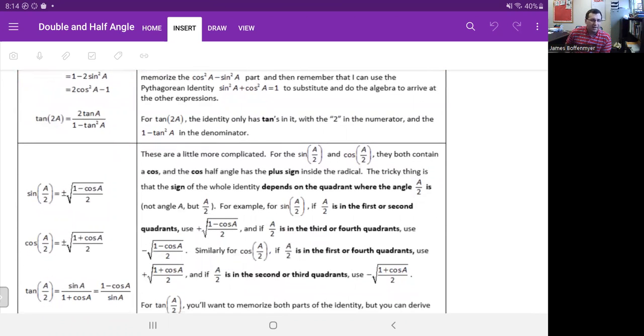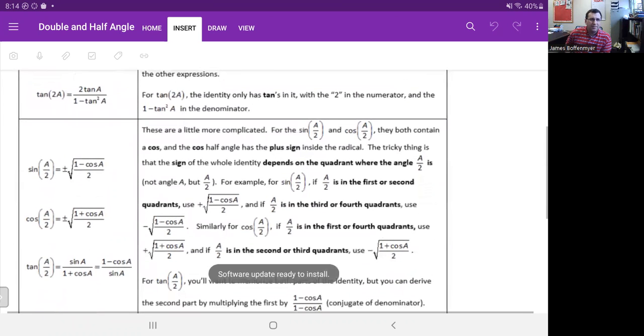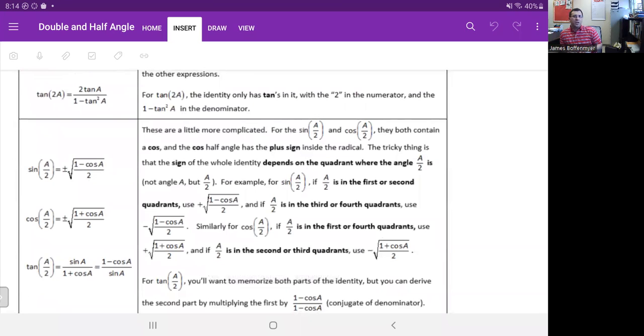The next one that we have is tangent of 2 times your angle. Tangent of 2 times your angle is equal to 2 times tangent of your angle, all divided by 1 minus tangent squared of your angle. Okay, so that one is a little bit trickier to use, but we're going to be doing a problem like that in just a little bit.